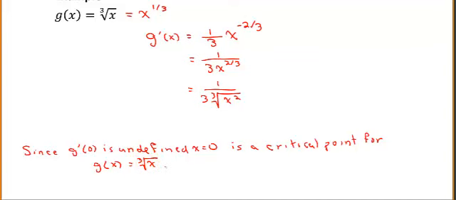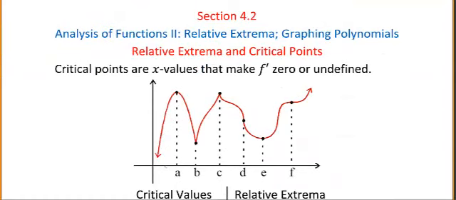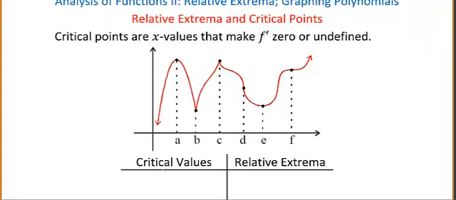Okay, so remember, critical values will either make the first derivative 0 or undefined. Now when the first derivative is 0, we have horizontal tangent lines. When the first derivative is undefined, we have, remember, one of those three things. We either have a break, a cusp, or a vertical tangent. So let's take a look at this. Notice that in this case, the x values that I've marked either make f prime 0 or undefined.